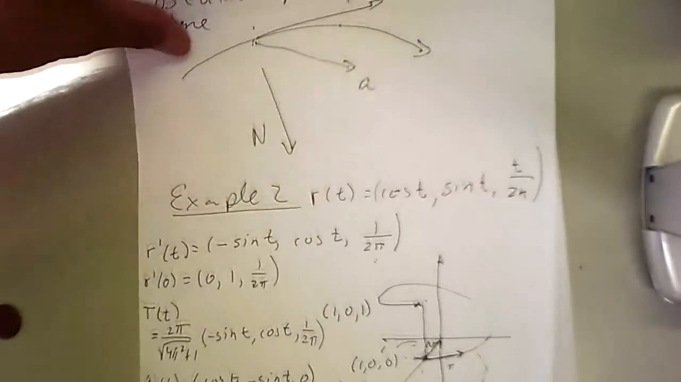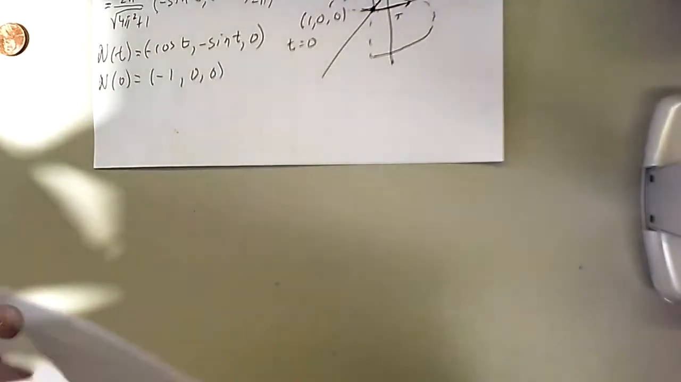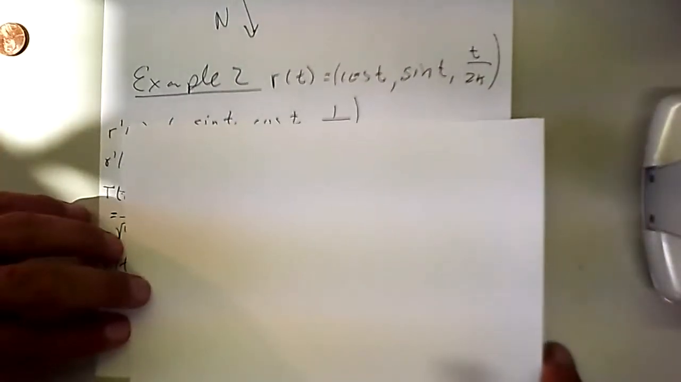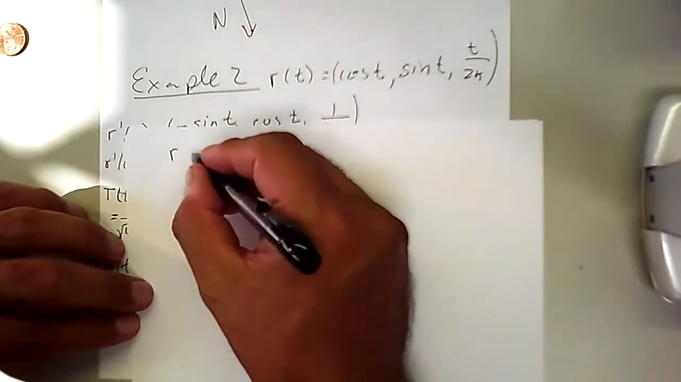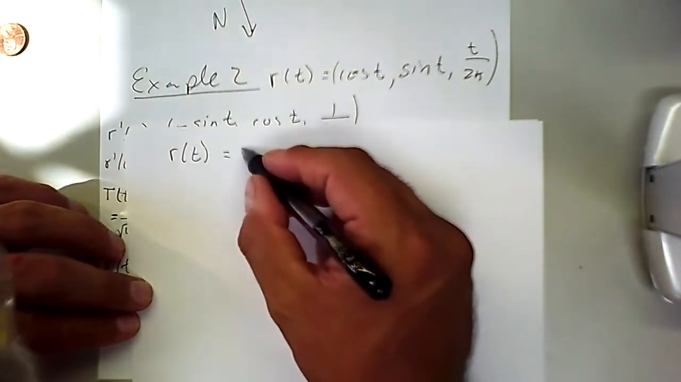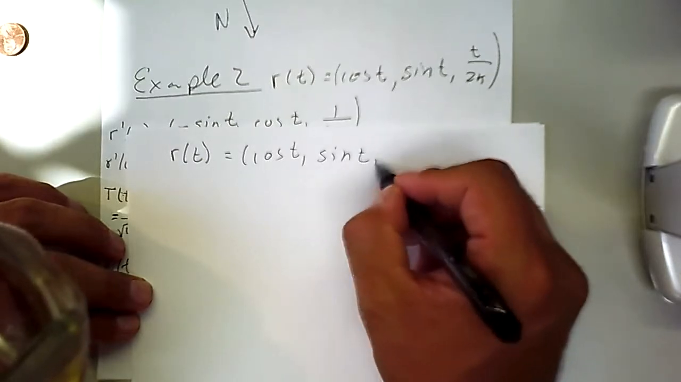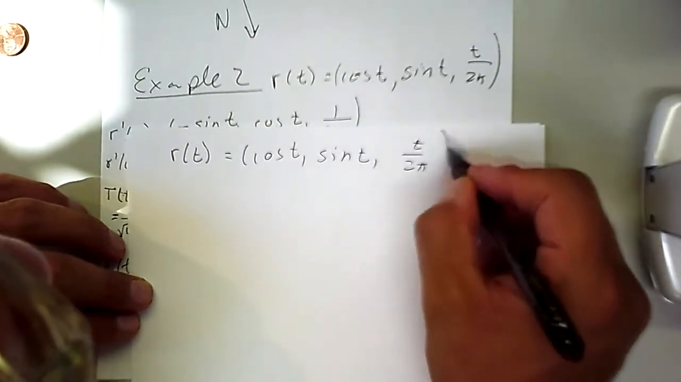Here, it is going to take the same amount of steps. So let's show you. Again, the reason why I'm showing you more is because we want to link the acceleration with the tangent vector and the normal vector. So let's start with this: cosine of t, sine of t, and t over 2 pi.